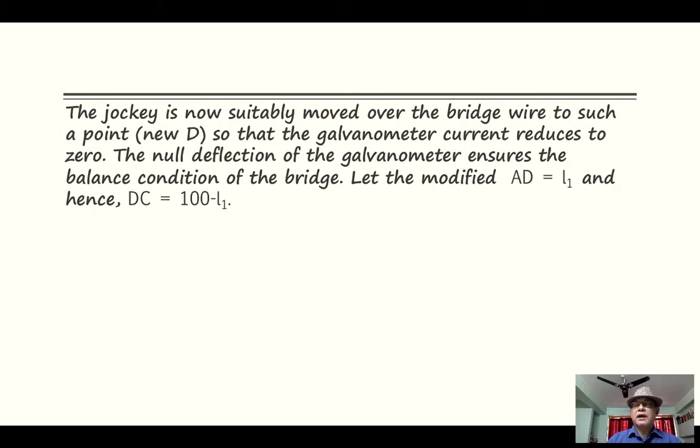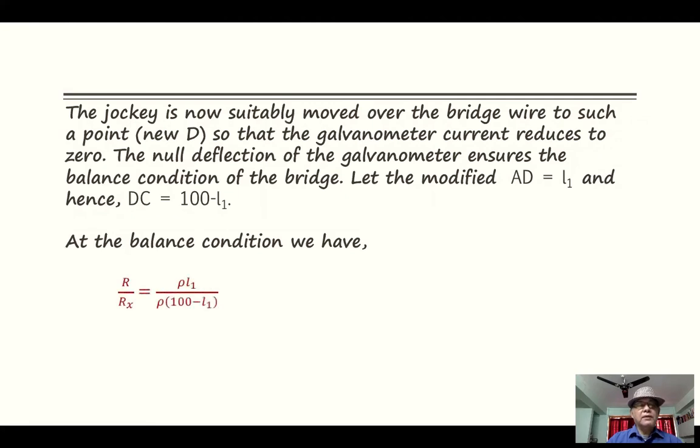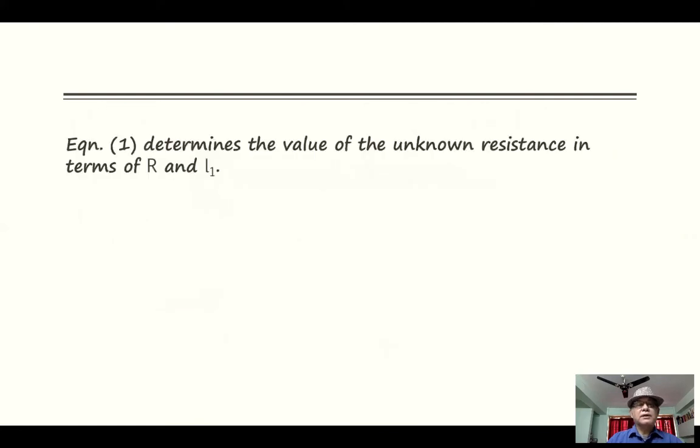Let the modified AD equal L1 and hence DC equal 100 minus L1. At the balance condition, we have R divided by Rx equal to rho L1 divided by rho into (100 minus L1). Therefore, Rx equals R (100 minus L1) divided by L1, as given by equation 1. Equation 1 determines the value of the unknown resistance in terms of R and L1.